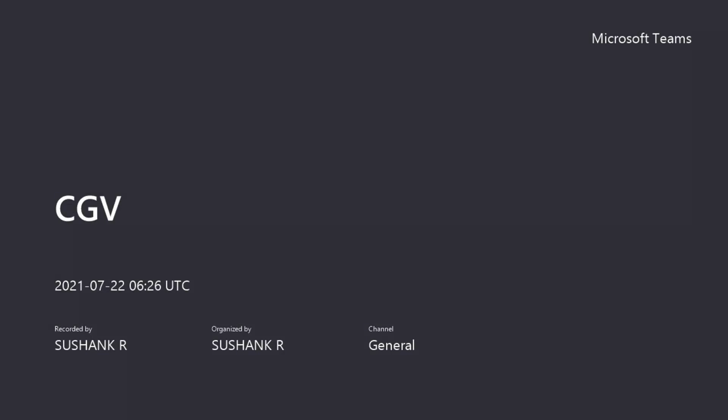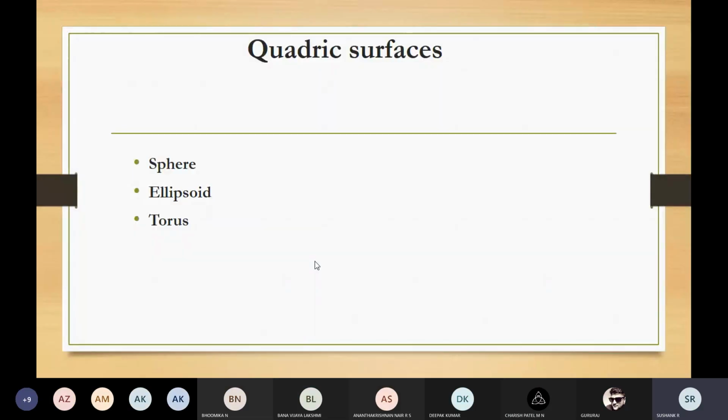Last class, we were talking about curved surfaces and how they can be represented. They can be represented in the parametric form as well as the non-parametric form. In this class, we'll be talking about the quadratic surfaces. When we talk about the quadratic surface, we have certain objects.